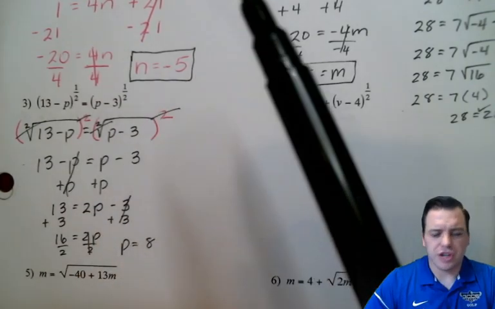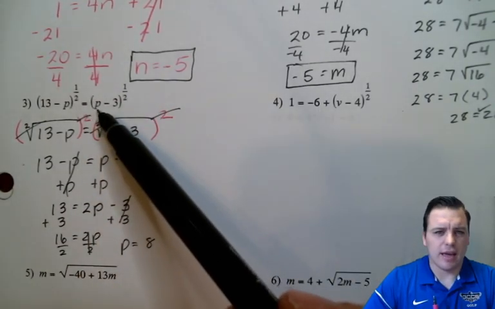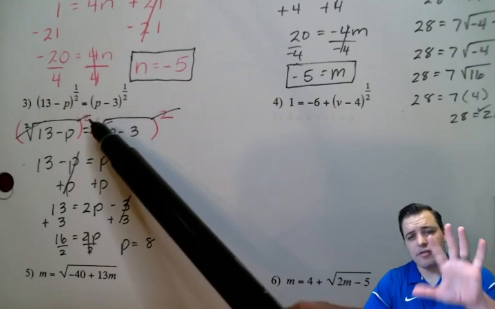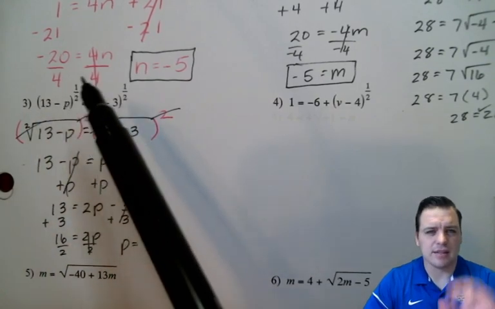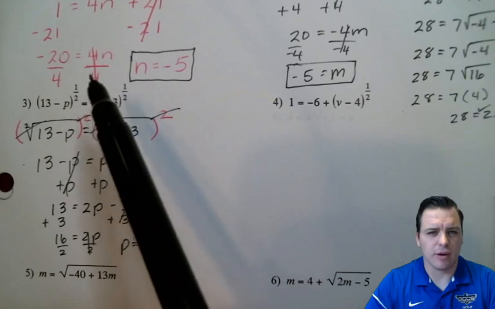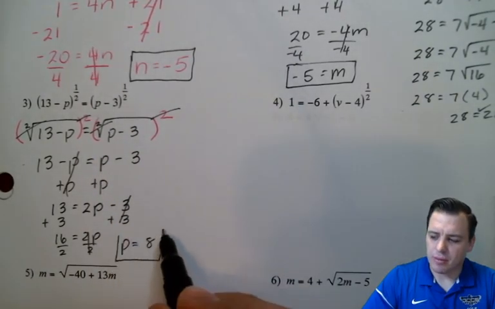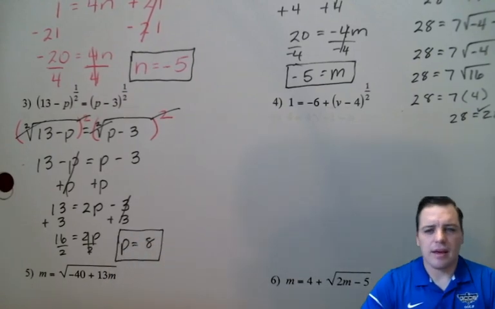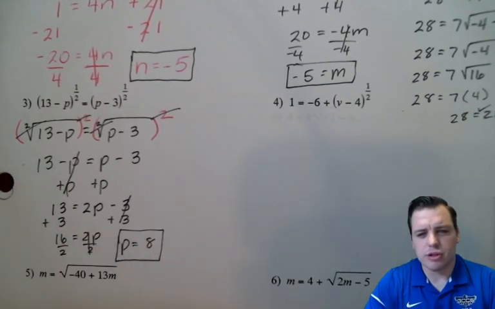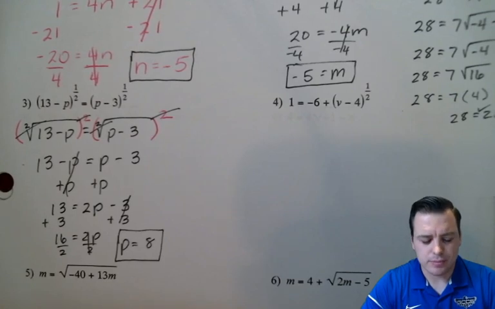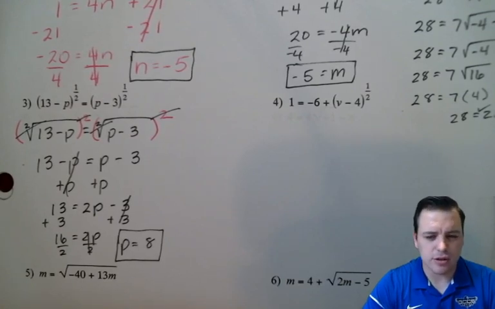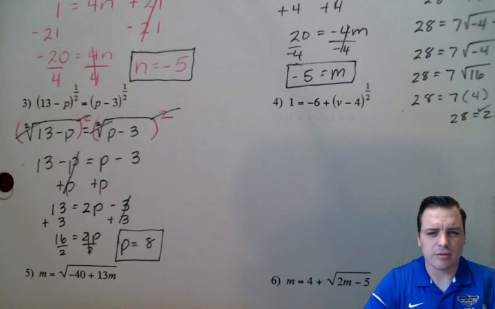We can do a quick check on this. If I put 8 in there, 8 minus 3 is 5, and then 13 minus 8 is 5 as well. So 5 to the 1/2 power is equal to 5 to the 1/2 power. So that will work. If, say, that did not work, you would just write no solution. If you get more than one answer, that's when the extraneous is really going to come in. And you'll see here in a second we'll get more than one answer. All right?